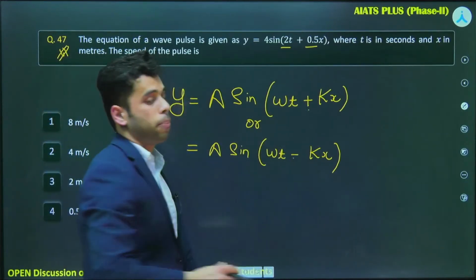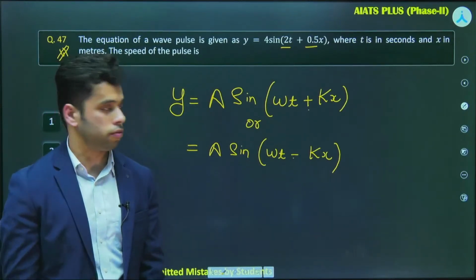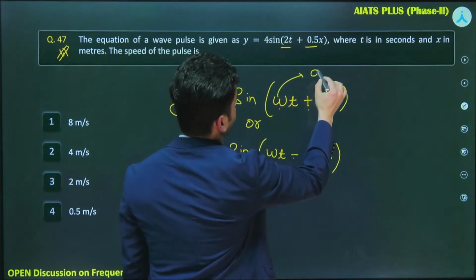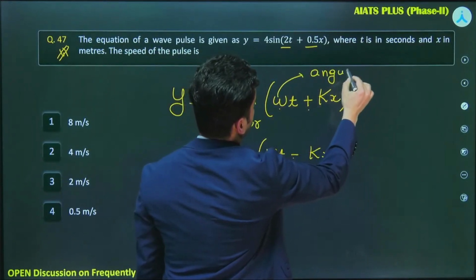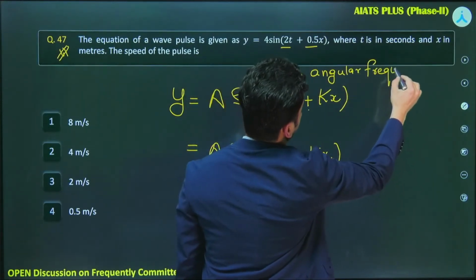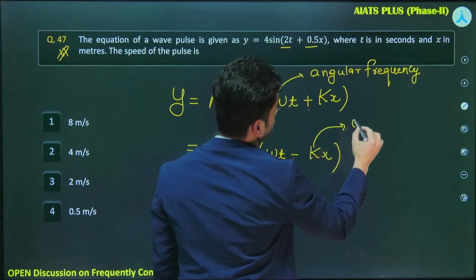This omega t plus kx or omega t minus kx will help you to determine the direction of propagation of the wave. Now, what is this omega? Omega is angular frequency. Okay. And what is this k? K is wave number.